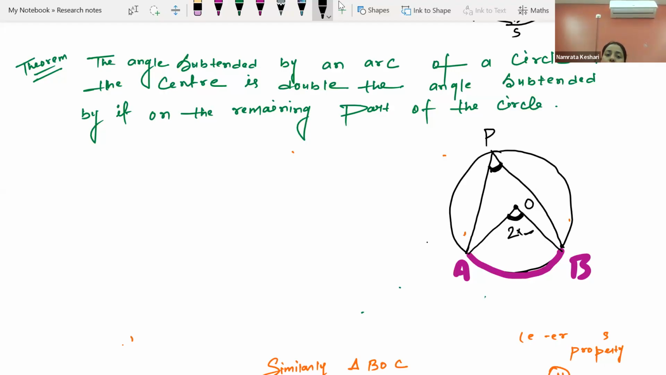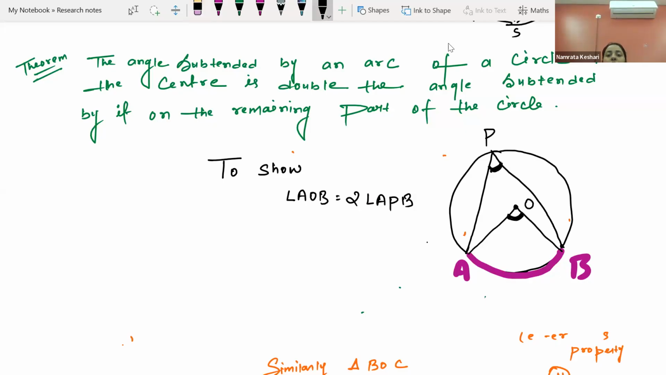Okay, so we have to show over here that angle created by an arc at the center is double the angle created by it on the remaining part of the circle. Angle AOB will be double of angle APB. You understand the theorem, right? Anyone who don't like, to whom the theorem is not clear, what the theorem says?